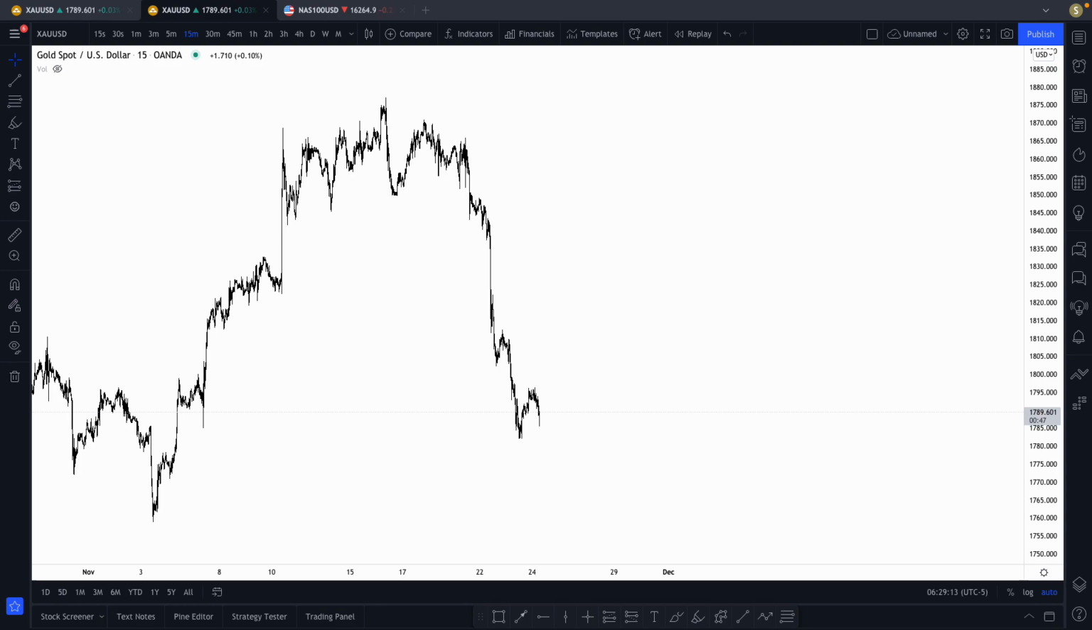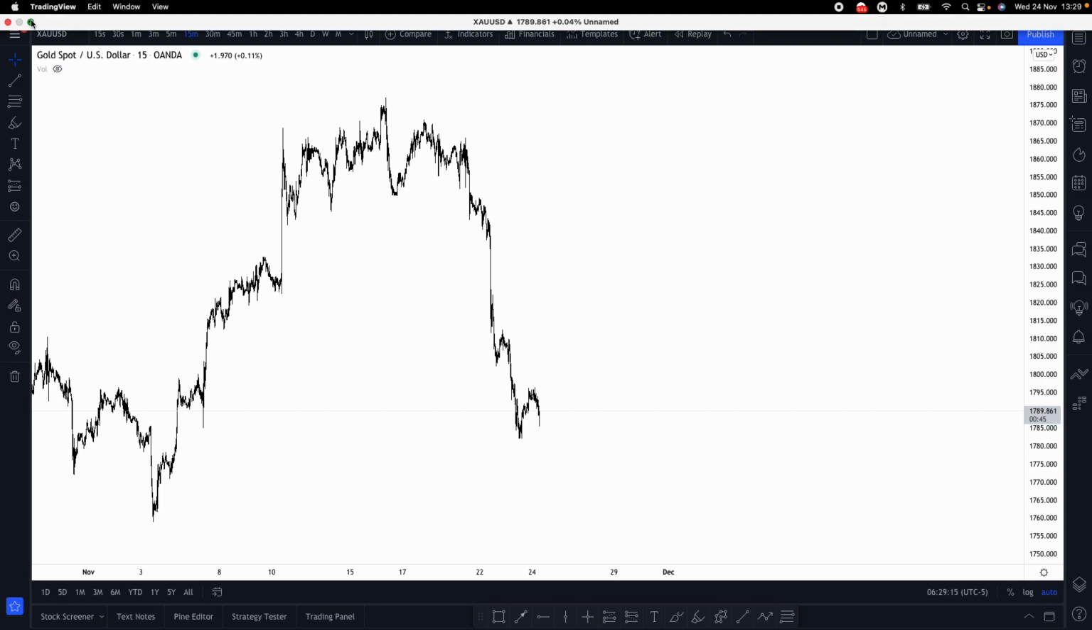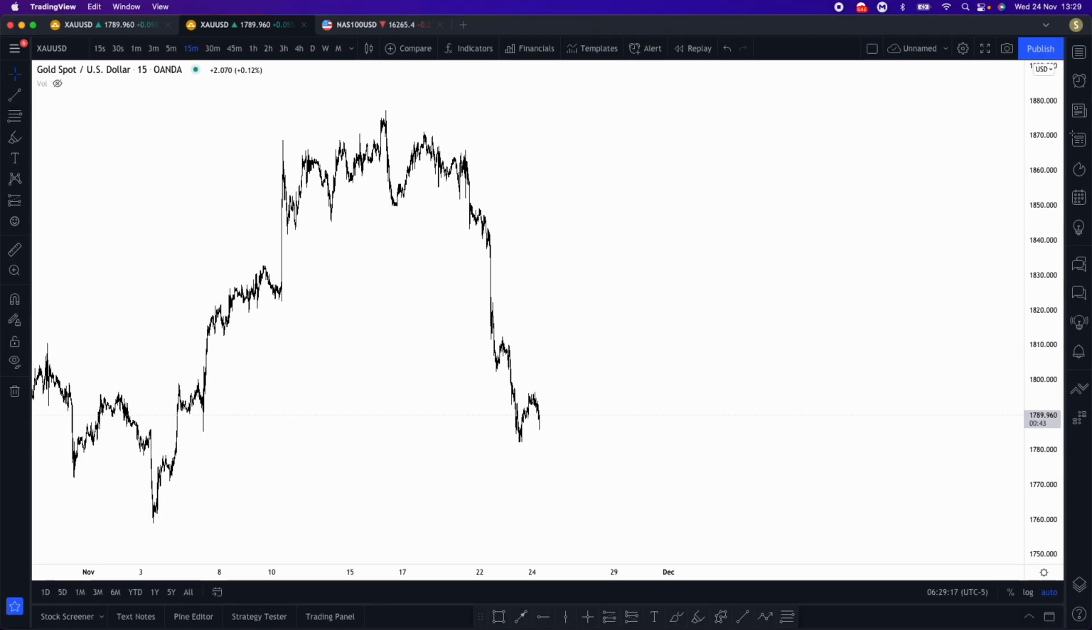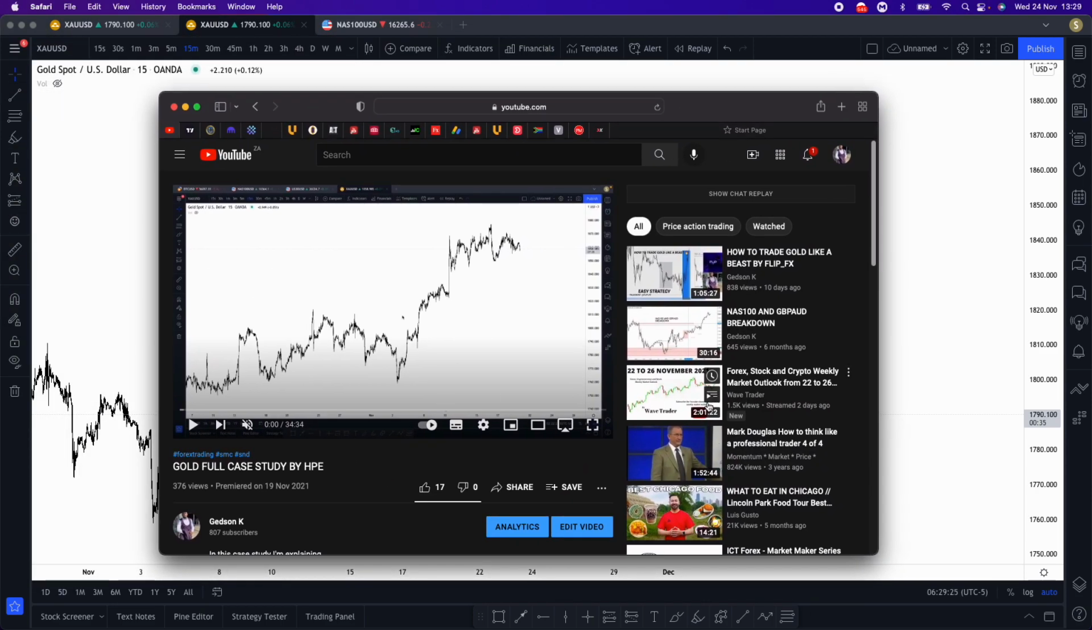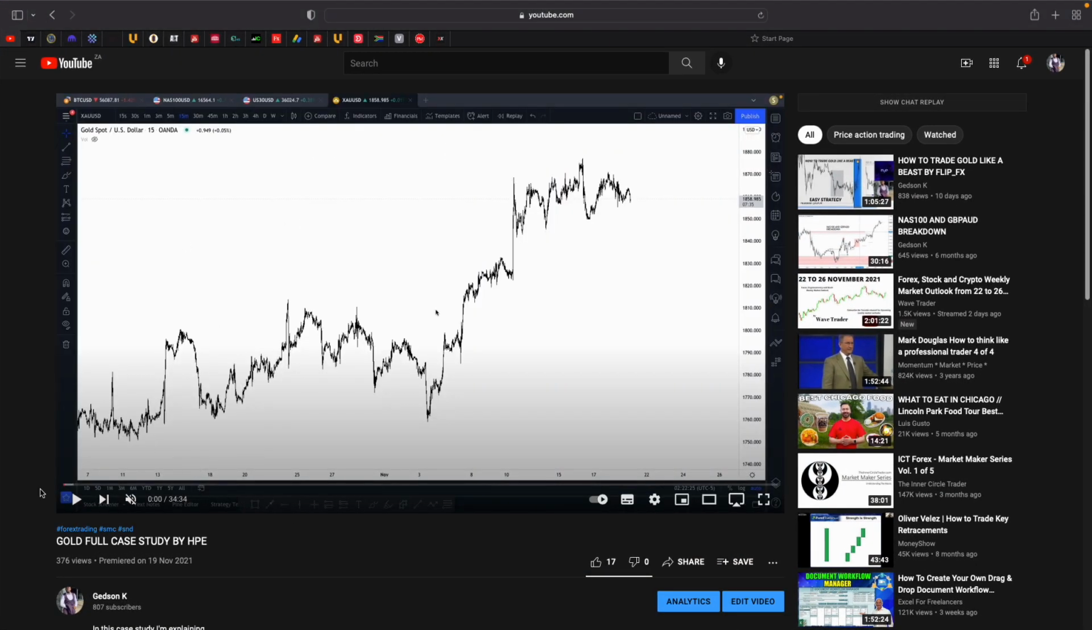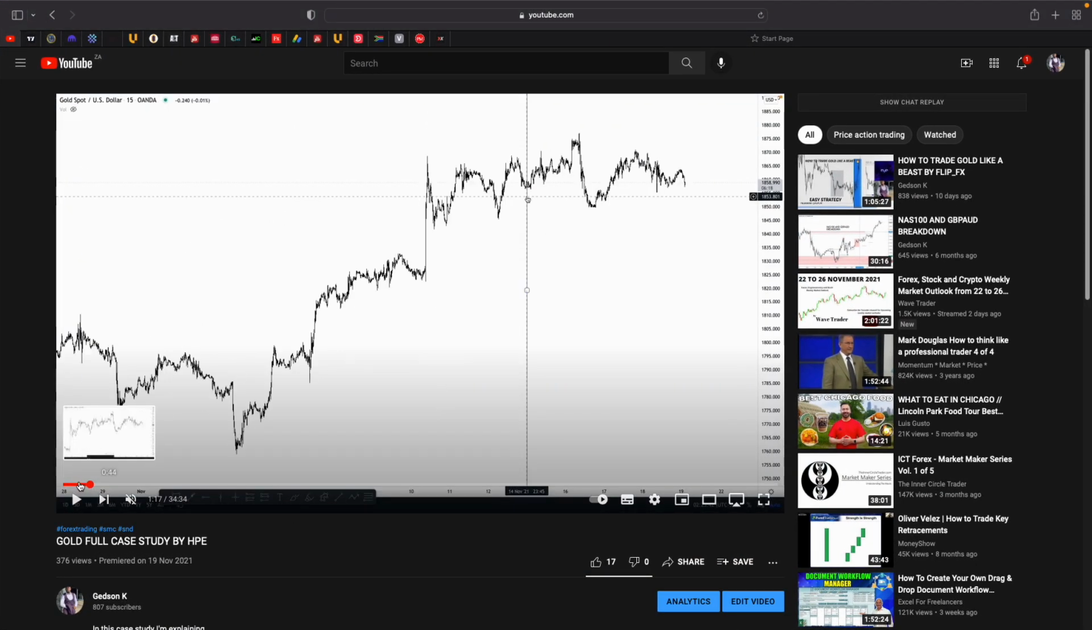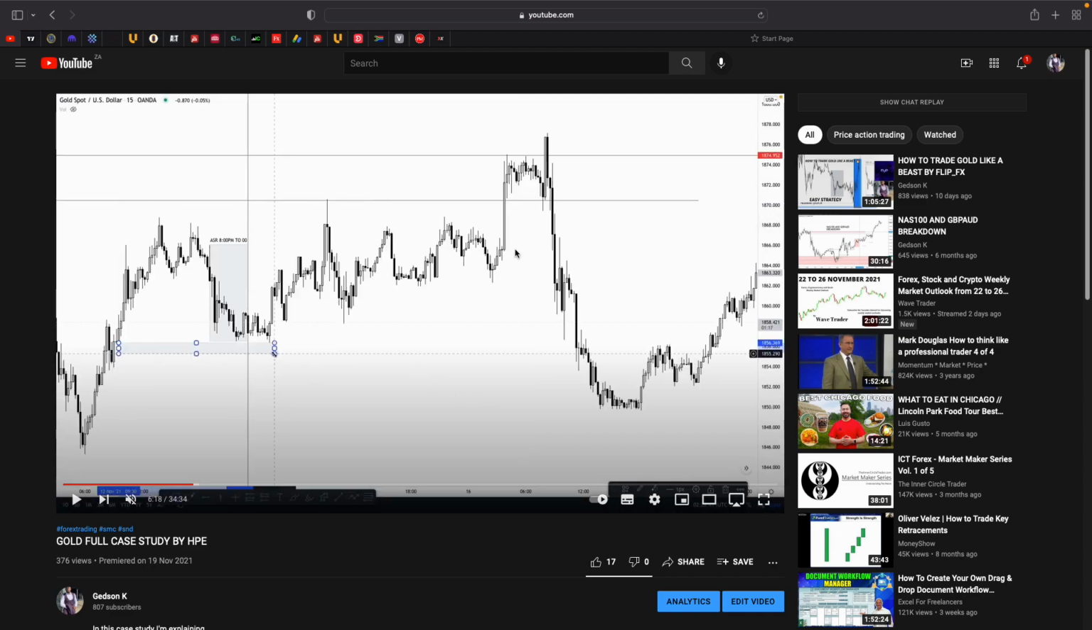Okay, so let me reduce this one a bit down so that we can see the other one. The video has to be this one here, if I'm not mistaken. So this is the video. Can you see, guys, this video where I explain how I took the entry and all this stuff, how I could be able to catch all the movement.